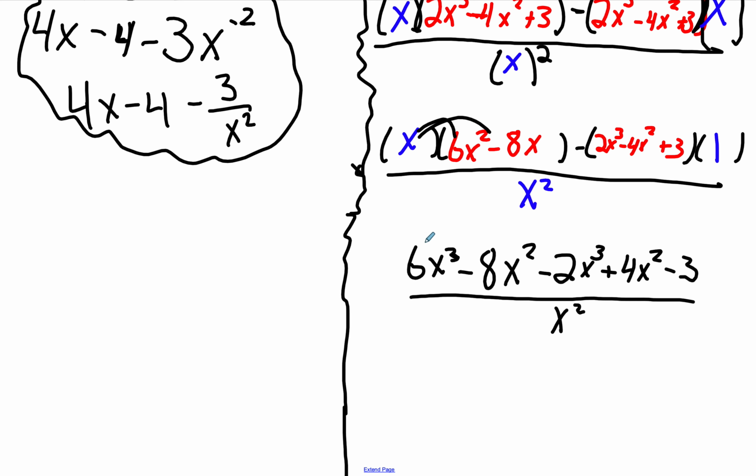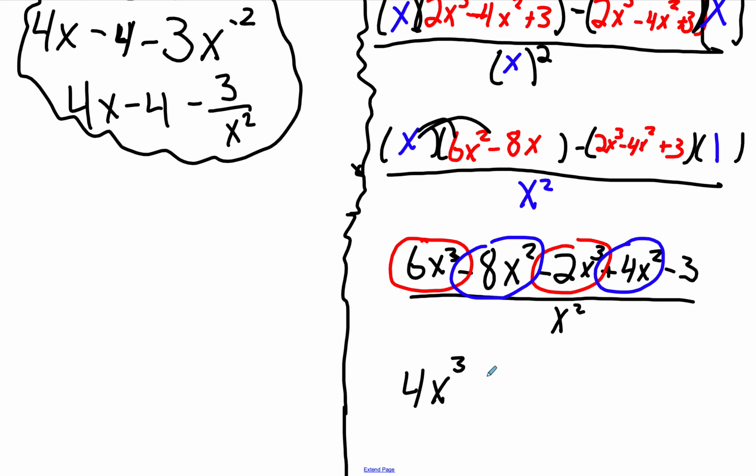Now you're going to have some like terms combine. In particular, I can see on the top 6x cubed is going to go with this minus 2x cubed. And then another like term I have is this minus 8x squared is going to go with this positive 4x squared. So we're going to have some like terms combined. So when I combine 6x cubed and a negative 2x cubed, I get 4x cubed.